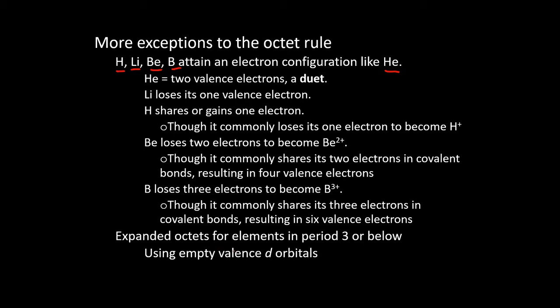And then there are some other examples of things that are exceptions that we're going to see later that actually have more than 8. We call these expanded octets. This is only possible if they have access to d orbitals, though. If they have access to an empty d orbital, then they're able to do this. But the really important thing here is that if we ever come across something that is going to break the octet rule that is not hydrogen, I won't tell you about hydrogen, but if there's anything else that breaks the octet rule, I will warn you beforehand.